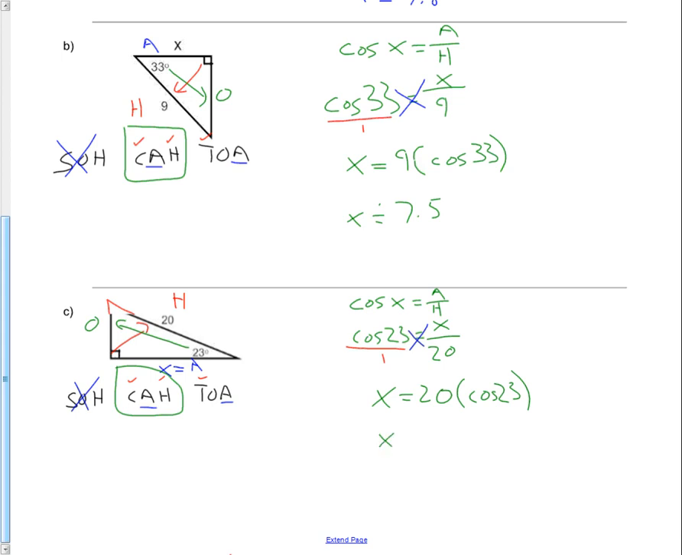Okay. And then if I simplify this, 20 times cos 23 is equal to approximately 18.4. Okay, and so again, putting together all the skills that we've done so far, you want to first label your triangle. Second, write out your SOH CAH TOA, identify which trig ratio you're going to use. Then you're going to substitute and solve.